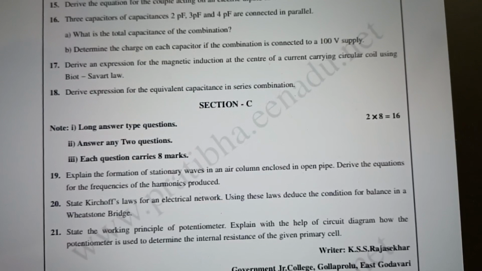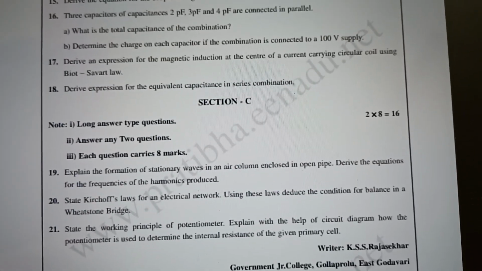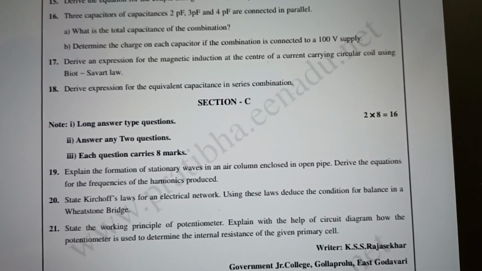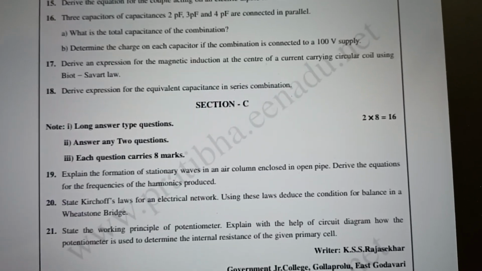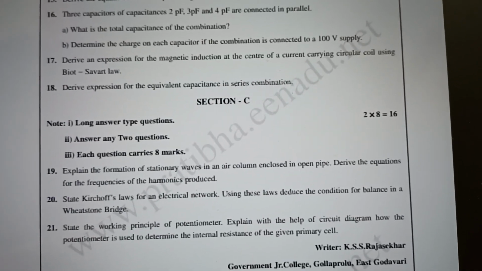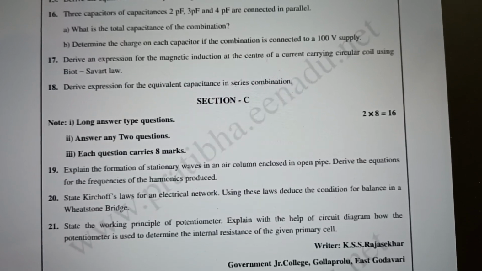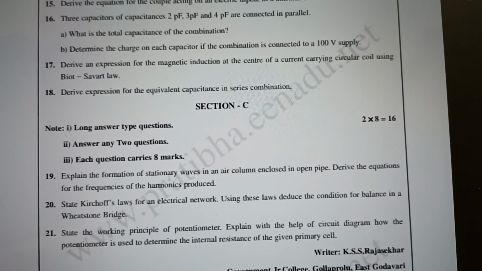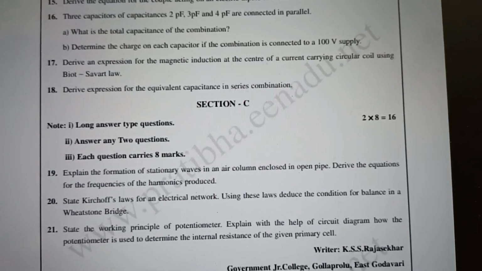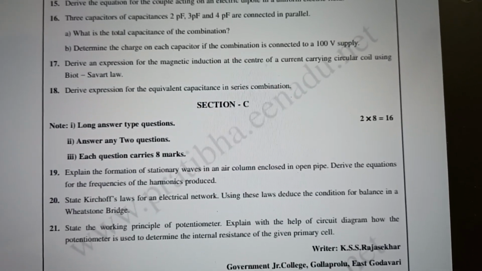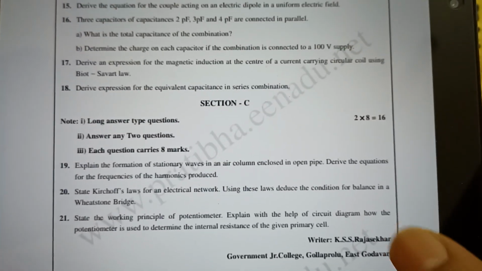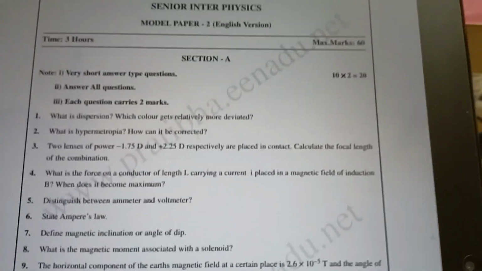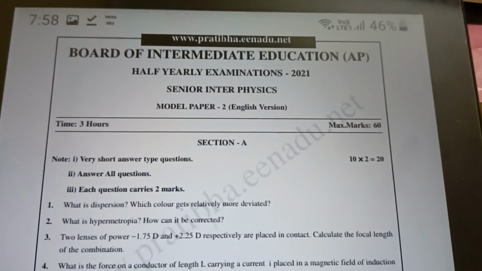State Kirchhoff's laws. For an electrical network, using these laws, deduce the condition for balance in a Wheatstone bridge. State the working principle of a potentiometer. Explain with the help of a circuit diagram how the potentiometer is used to determine the internal resistance of the given primary cell. Okay, this is section C completed. Here section B, here section A. Understood? This is senior inter physics.